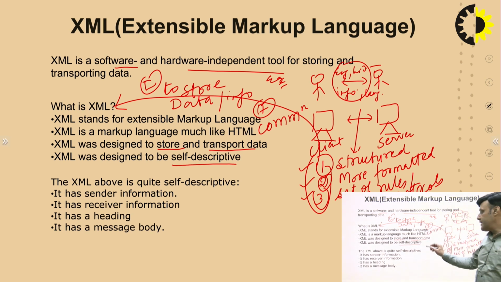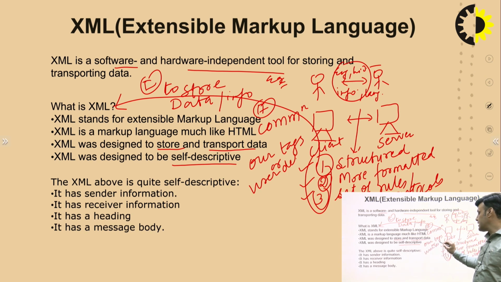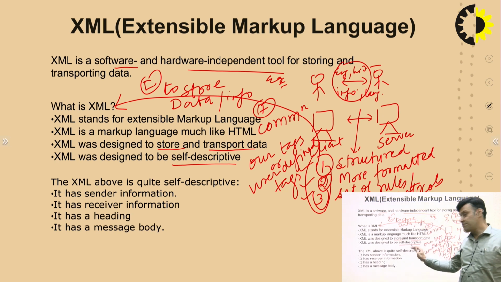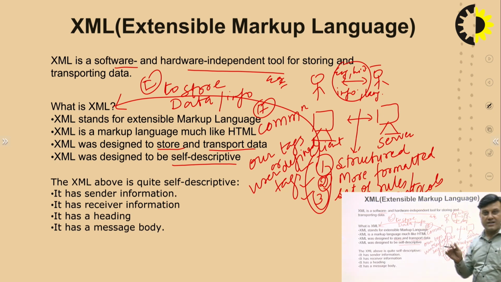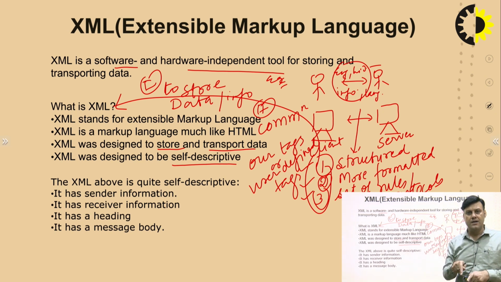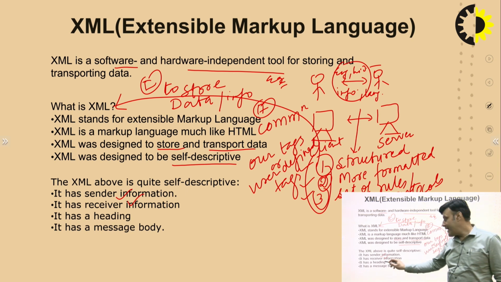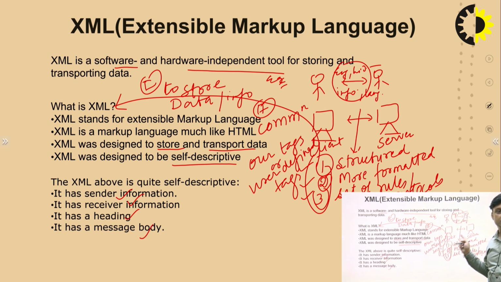Self-descriptive means we have our own tags, that is, we can say here we will use user defined tags. So XML is quite self-descriptive, means we are keeping information. I have just given an example of a registration page, right? So all the information is kept in XML. So what information? Sender information, number 1, receiver information, number 2, it has a heading and also it has a message. Just I have shown you with the help of example. So I think it will be clear what is XML.